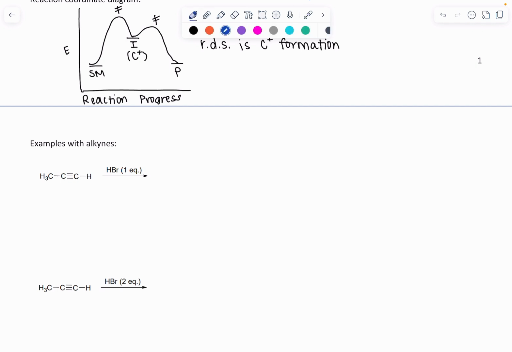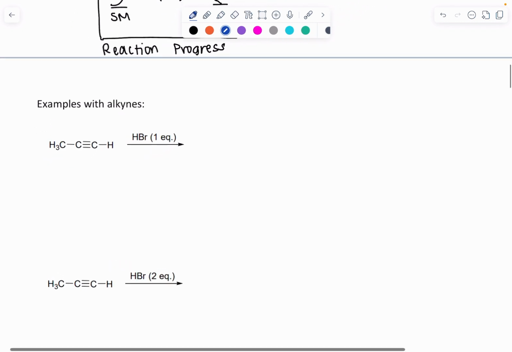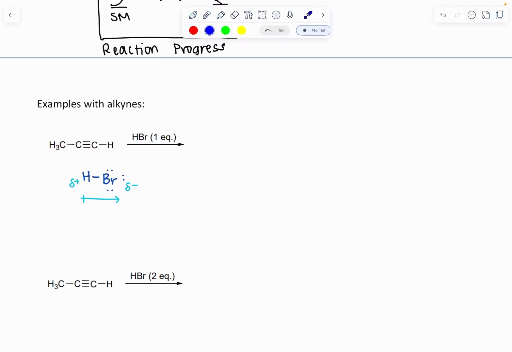So let's understand what happens with an alkyne. I'm going to zoom in here. It will still react with HBr just like the alkene. So again, we have a polar bond, partial positive hydrogen, partial negative bromine. We have electrons in this pi bond that are attracted to that partial positive hydrogen, so they'll create a bond, and those electrons go to the electronegative bromine.